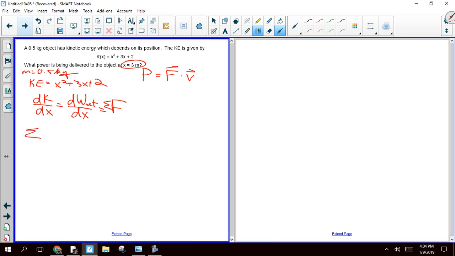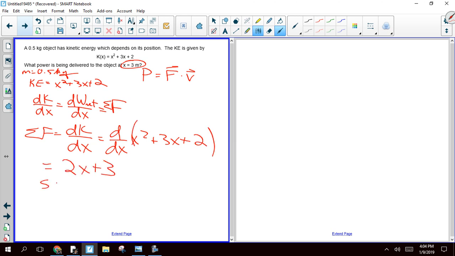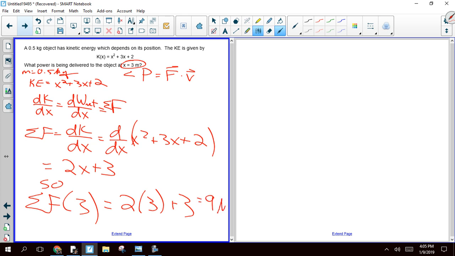So my net force is going to be the derivative of the kinetic energy with respect to position. That's the derivative with respect to position of x squared plus 3x plus 2. So that's 2x plus 3. So our net force at a position of 3 meters, that's 2 times 3 plus 3, which is 9 newtons. So now I know how much net force was acting on the object.